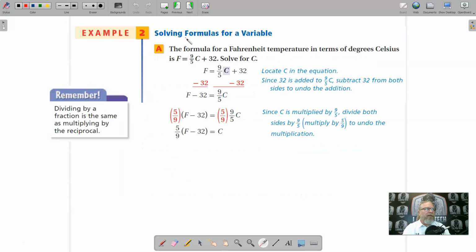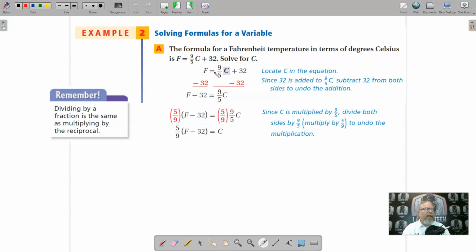In example 2, solving formulas for a variable. The formula for a Fahrenheit temperature in degrees Celsius is F equals 9 over 5 times C plus 32. Now they want us to solve for C. In our remember box over here, it says dividing by a fraction is the same as multiplying by the reciprocal. So that will come in handy, multiplying by a reciprocal.